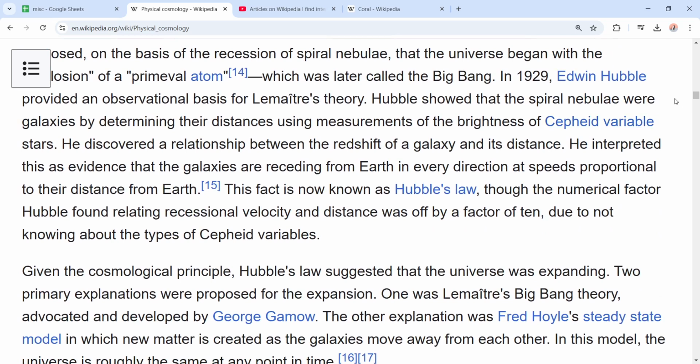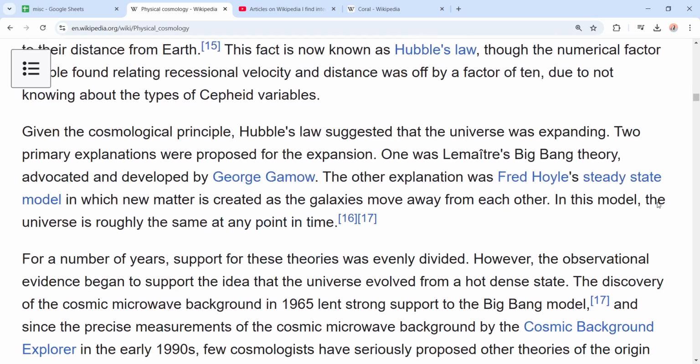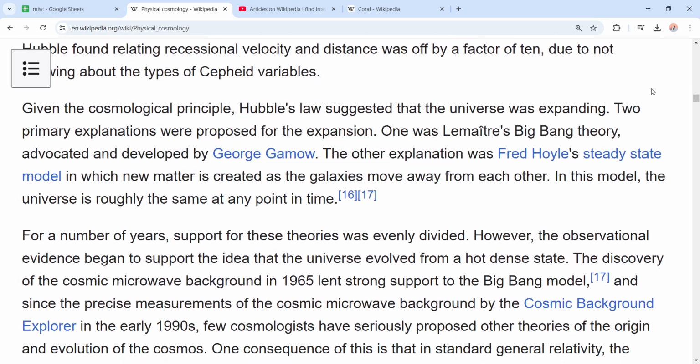Hubble showed that the spiral nebulae were galaxies by determining their distances using measurements of the brightness of Cepheid variable stars. He discovered a relationship between the redshift of a galaxy and its distance. He interpreted this as evidence that the galaxies are receding from Earth in every direction at speeds proportional to their distance from Earth. This fact is now known as Hubble's law, though the numerical factor Hubble found relating recessional velocity and distance was off by a factor of 10, due to not knowing about the types of Cepheid variables. Given the cosmological principle, Hubble's law suggested that the universe was expanding.